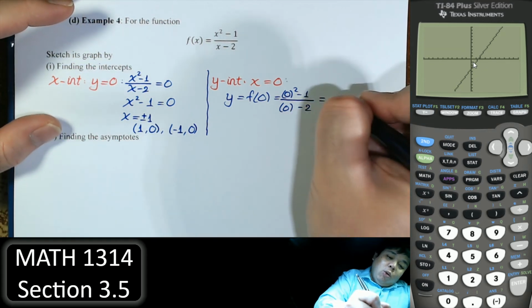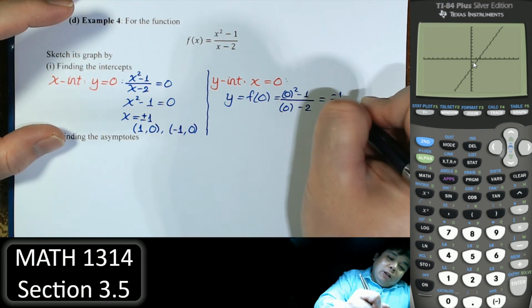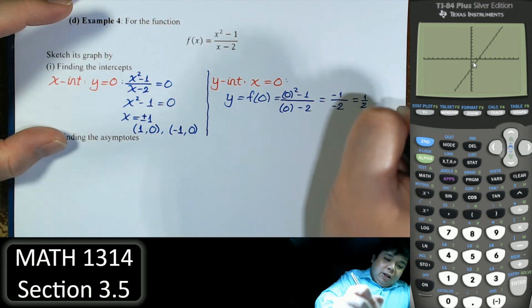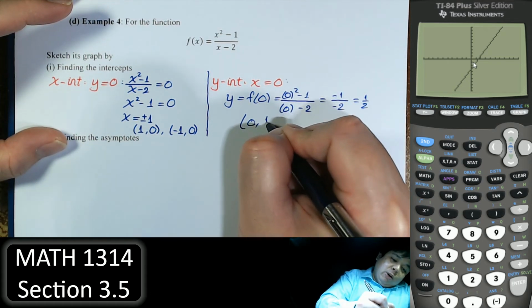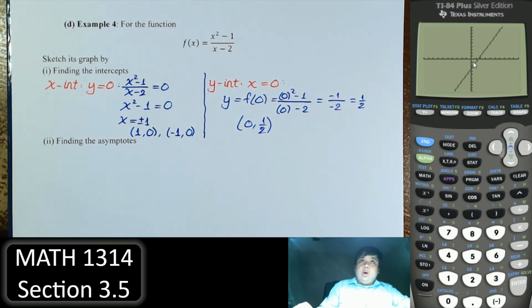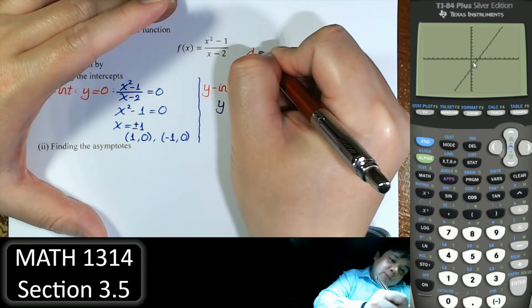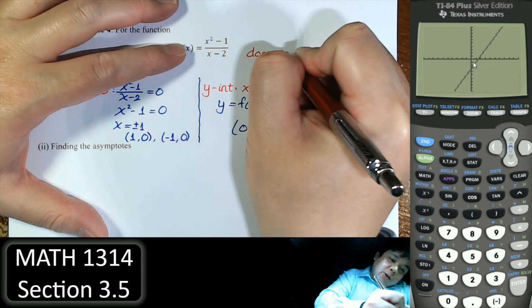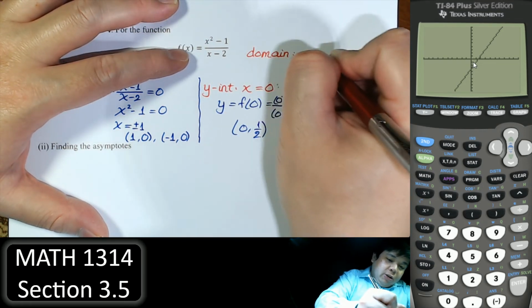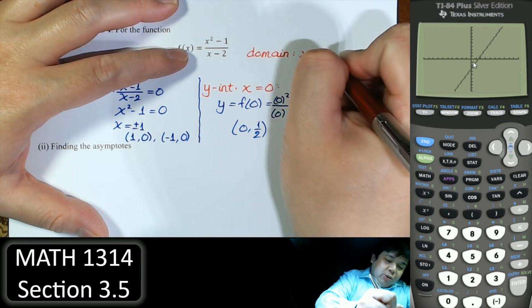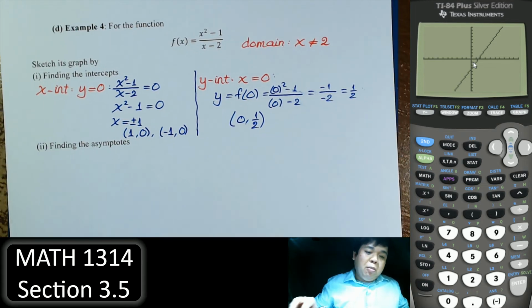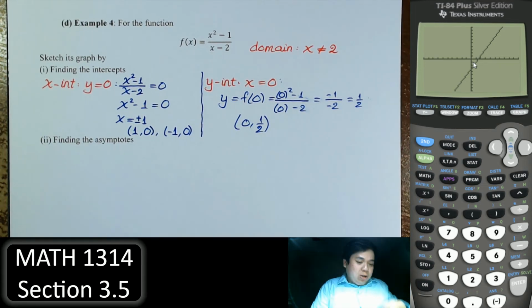So that is negative 1 over negative 2, or it's 1/2. So x equal to 0, y equal to 1/2. Also, on this one, the domain, the denominator not equal to 0, x not equal to 2. Right, just keep that in mind. Right, so we find the intercepts.